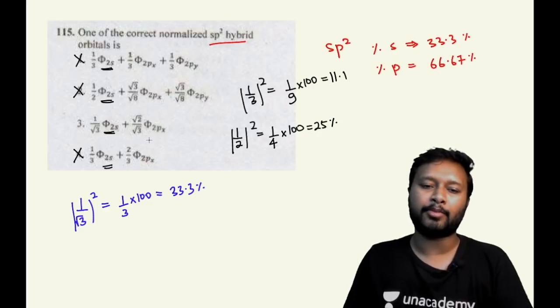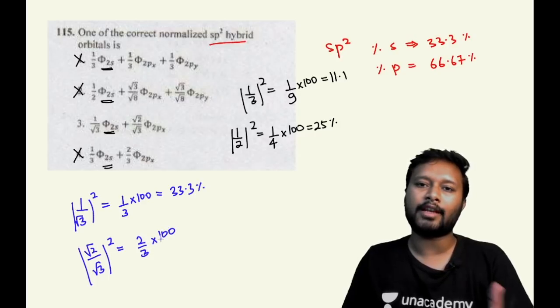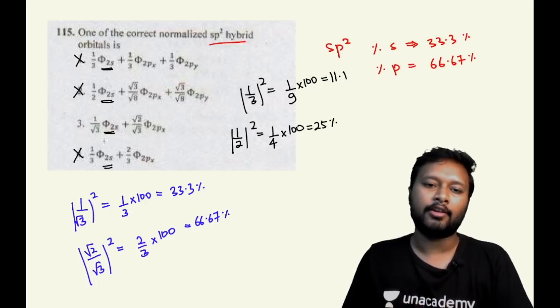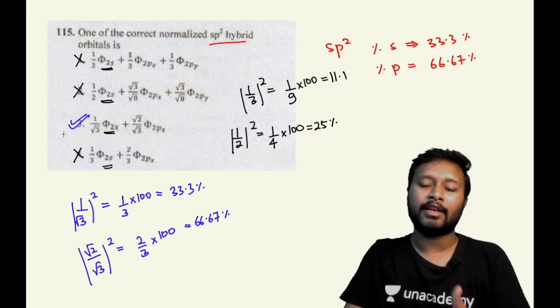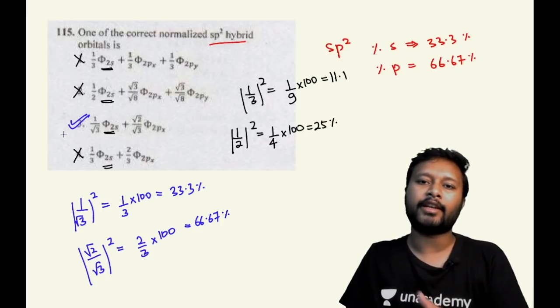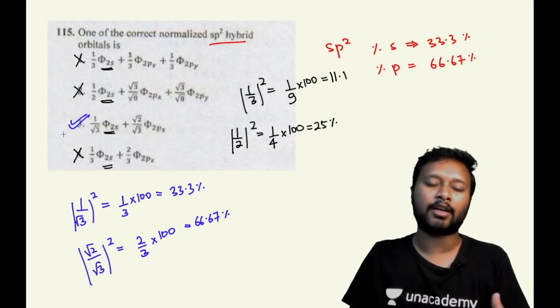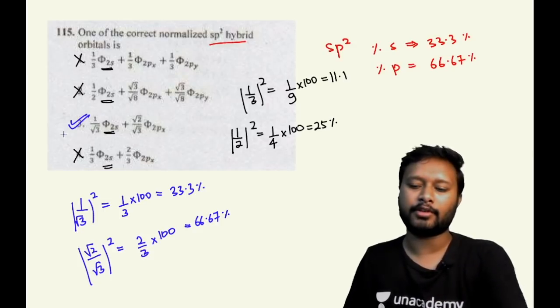Now let's verify the p character as well. For the coefficient of p, I have root 2 by root 3, and if I square this I get 2 by 3, and if I convert this into percentage by multiplying with 100, I get 66.67%, which matches the p character as well. So this is the wave function which satisfies the sp2 hybrid orbital, because it has the correct s character and the correct p character. This is how you use the Huckel molecular orbital theory to solve questions.